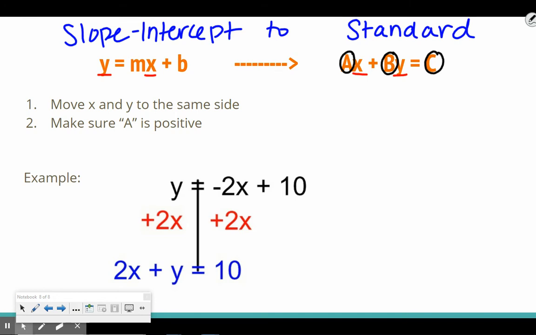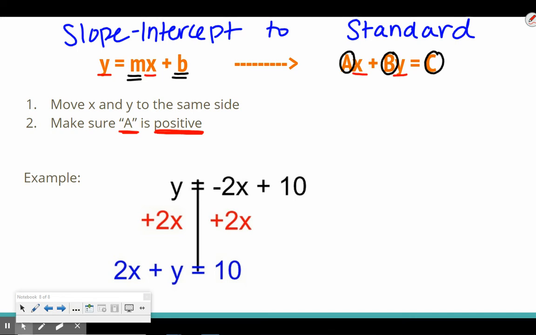Okay, so a, b, and c, they don't really mean anything like, for example, m means slope for us over here, and lowercase b means y-intercept. Capital A, capital B, capital C don't really mean anything to us in standard form. Okay, so we want to get that x and y to the same side. We also want to make sure that the a number is positive. Okay, and that's kind of key. That's one thing that we tend to forget about when we're going back to standard form.